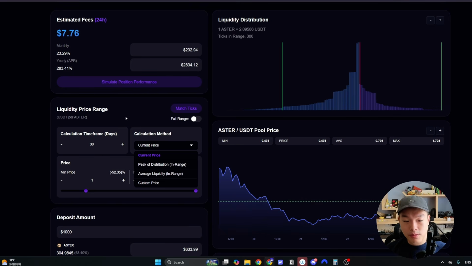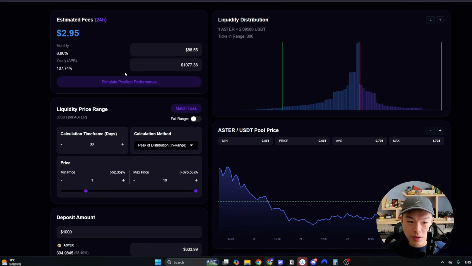And if you have the pro subscription, you could also set the calculation method. For example, I want to have peak of distribution. It's going to see the liquidity peak and estimate the APR. So this is like the worst case scenario APR at this current volume and liquidity, right? And maybe if I expect the volume to dry up a little bit and the liquidity to increase by, let's say, 2x, you could expect the APR to drop to about 50%, right? At the peak of liquidity.